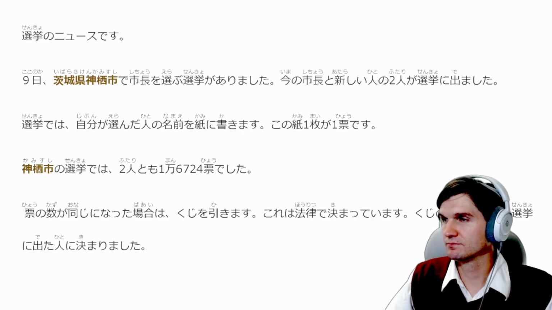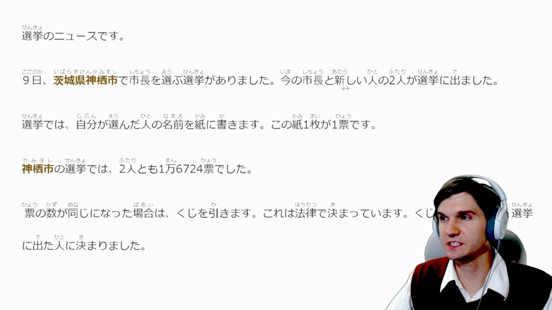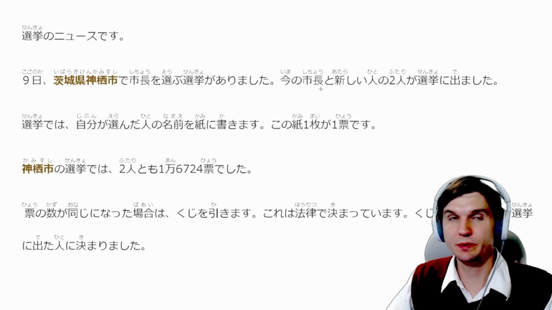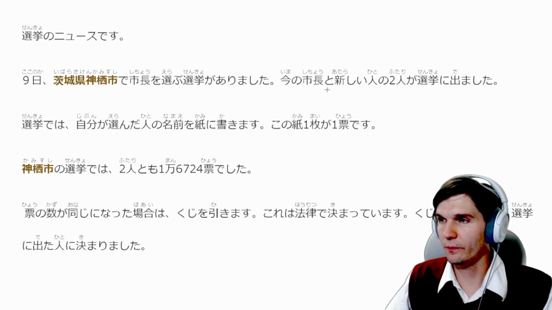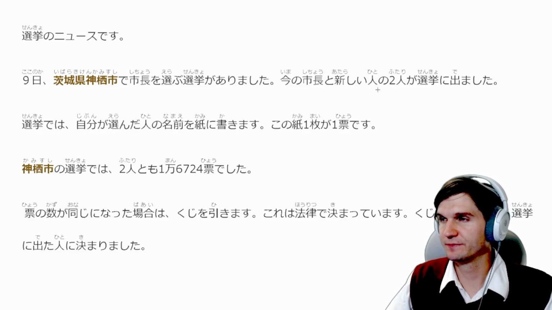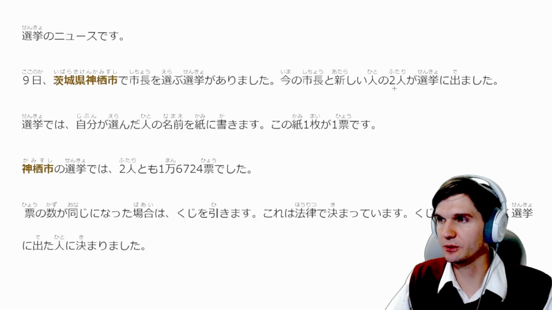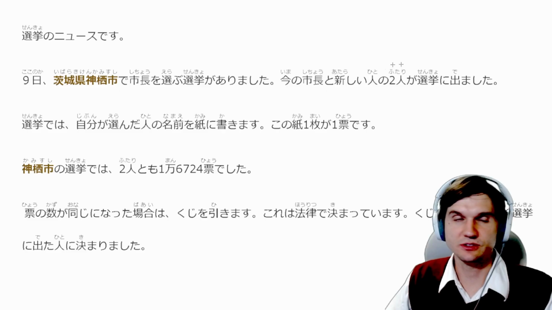今の市長と新しい人の2人が選挙に出ました。So 今の市長 would be the current mayor. 今 being now, currently. A new 新しい person, 人の2人. So 2人 being two people が選挙に出ました. So the current mayor and the new person, the two people.